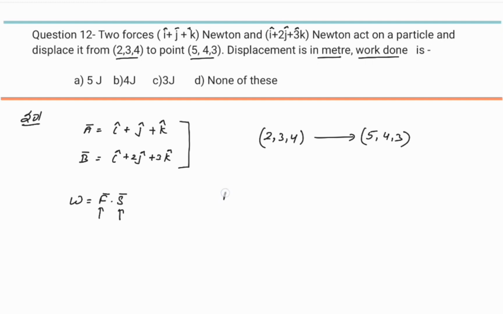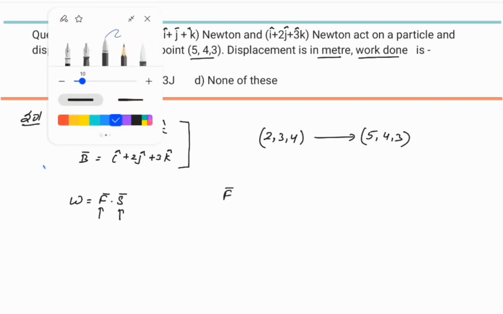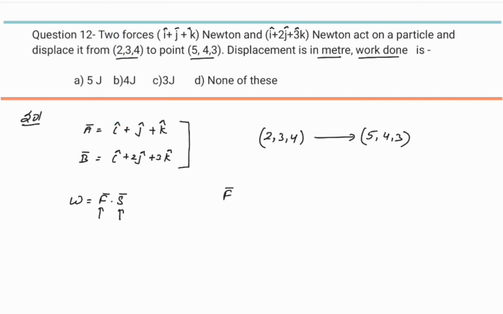What is the total applied force? The total applied force is vector A plus vector B. Because two forces are applied on the particle, it is going to be 2 i cap plus 3 j cap plus 4 k cap. This much force we have applied on the given particle.